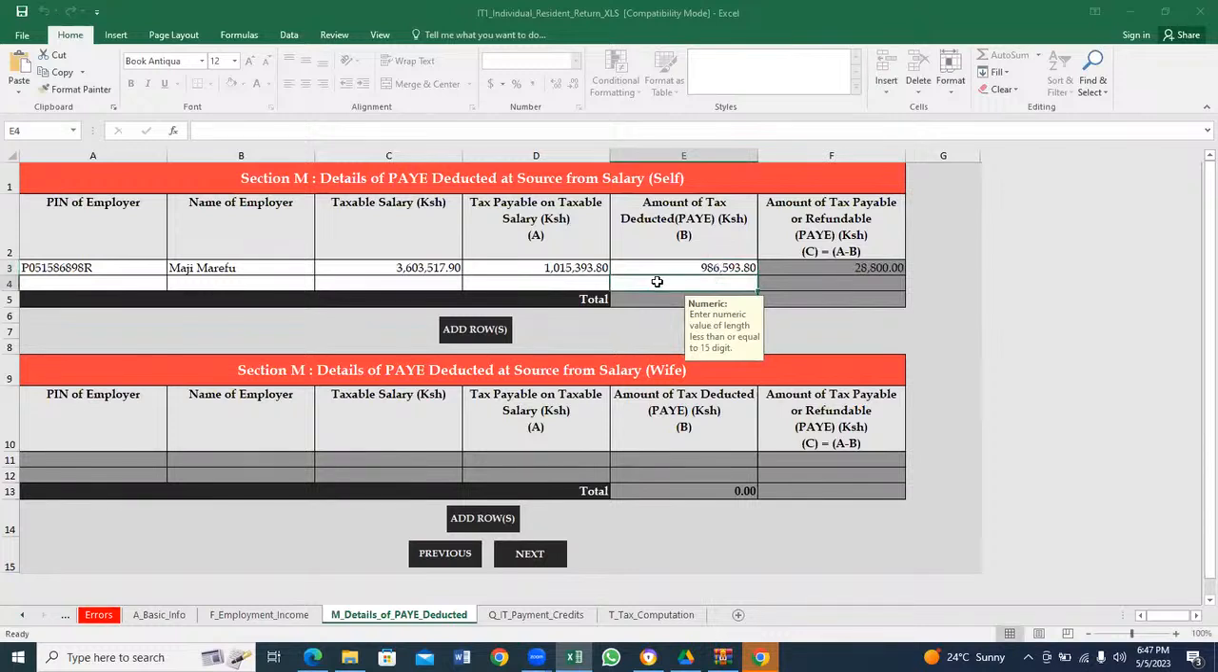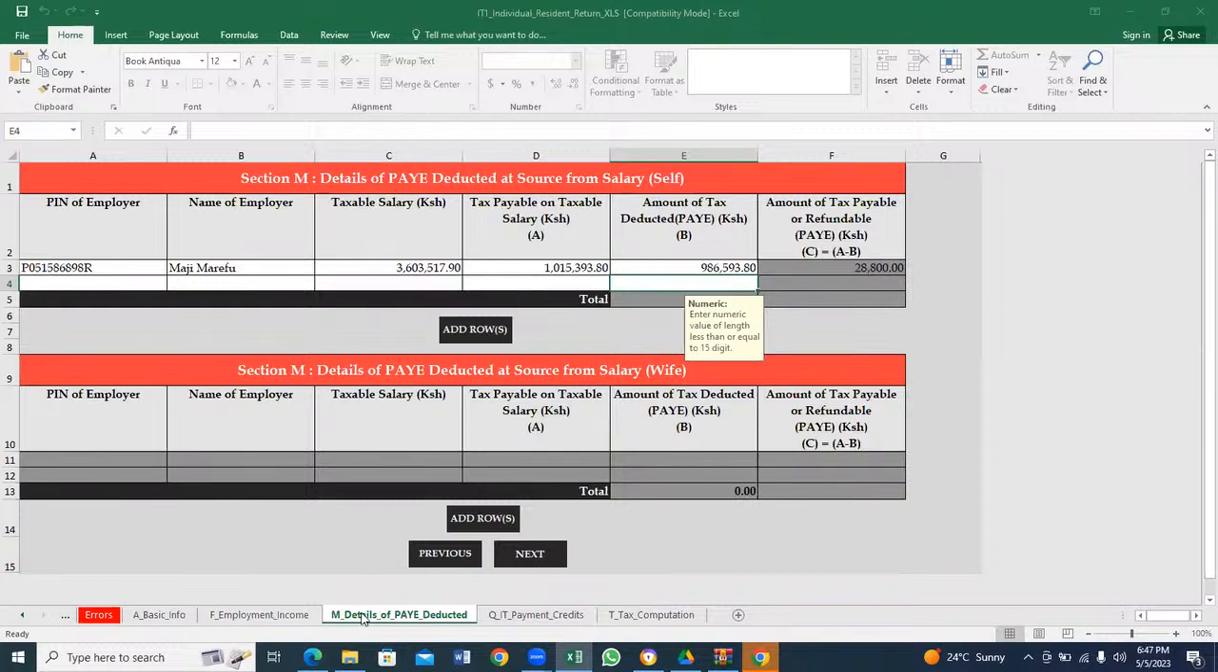There's a 28,800. Can you be able to see that? It has self-balanced. You can see this. It has actually self-balanced, yenyewe na hiyo relief ambayo ni 28,800. Now, can we go and find out?